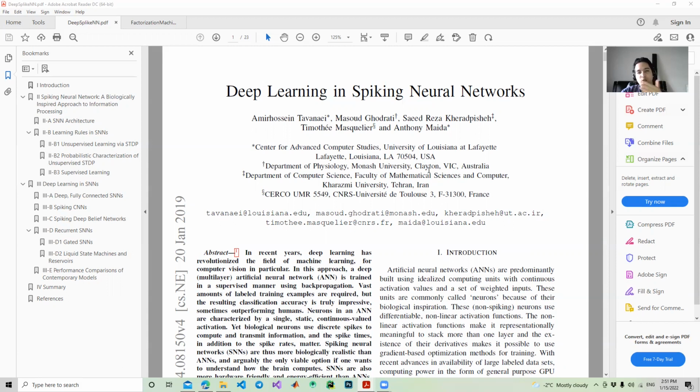I will walk through this paper. As I said, it is a little old, but it has a good background about the different approaches that in 2019 people were working on for the spiking neural network.